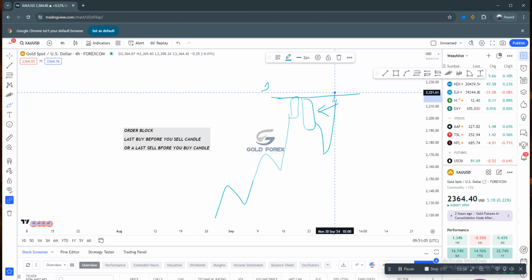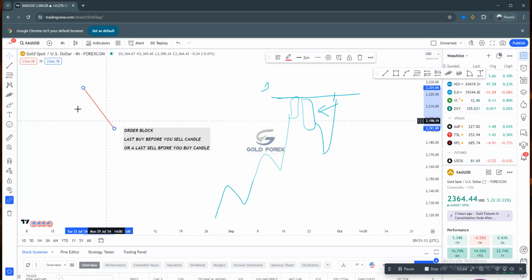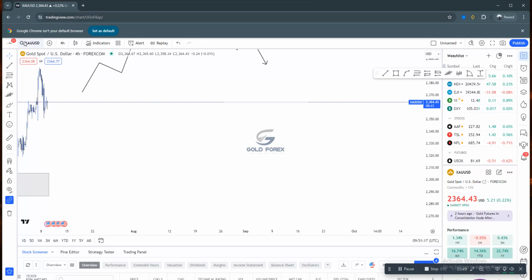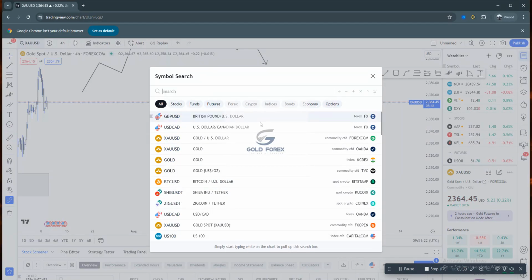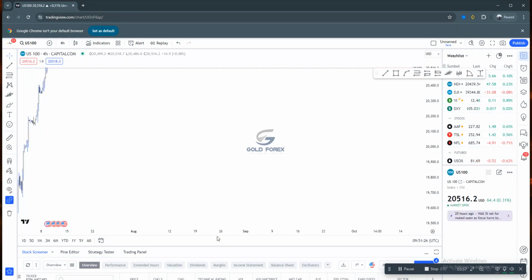Okay, sorry for that. Right. So let's go to the charts and let's try to see order blocks that we can see. So let me use any pair. We'll just be using any pair that we come across. We can use US 100, as you can see here on my TradingView.